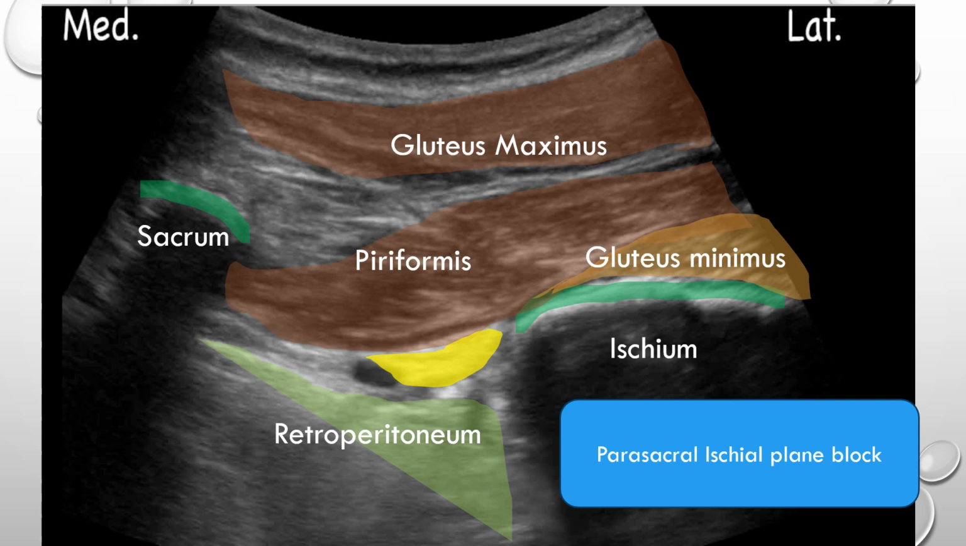A modification to the parasacral sciatic block is called the parasacral ischial plane block, where the injection is made on the medial edge of the ischial bone under the piriformis muscle, and an injection of local anesthetic spreads to the sacral plexus.